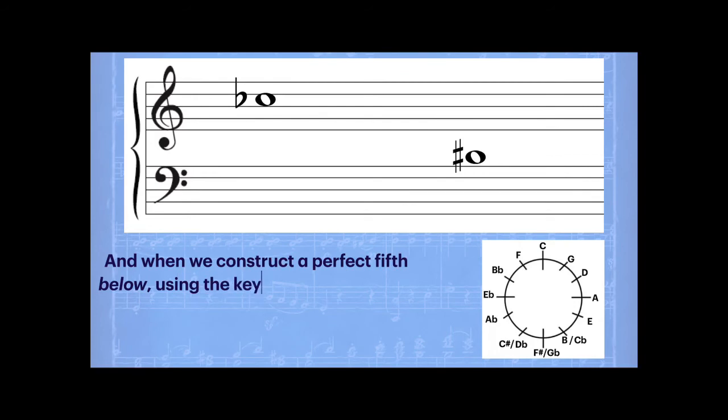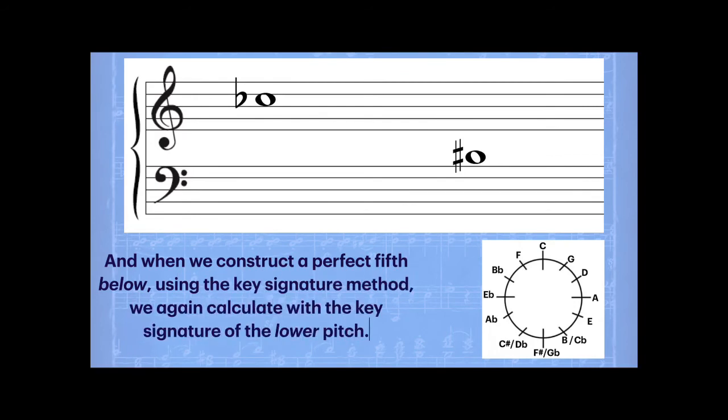When we construct a perfect fifth below using the key signature method, we again calculate with the key signature of the lower pitch. In our first example, our lower pitch is F, and we know that a perfect fifth above F is a C. Now we'll need to move that C down to a C flat, which means we also need to move the F down to an F flat in order to maintain the same interval. A perfect fifth below C flat is F flat.